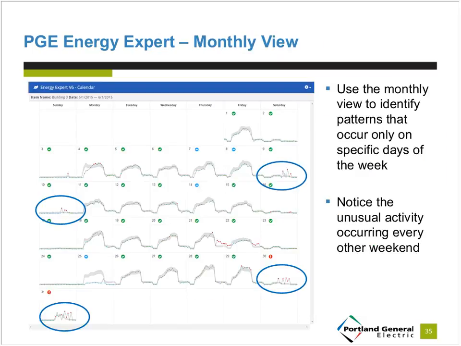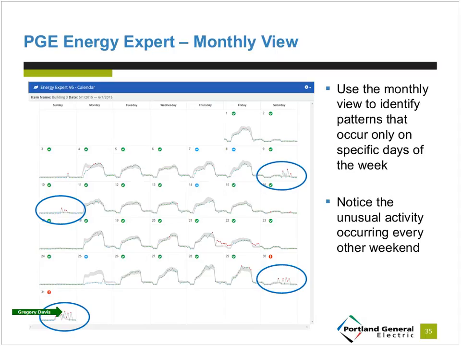This next example is a chart that looks at the usage over a full month. And this is just one of our buildings, and we can see that there's a pattern here. You can notice an unusual pattern. Every 3 weeks, we see some sort of unusual pattern outside of what's normal. On the weekends, so on Sundays and Saturdays, something kind of weird is going on.